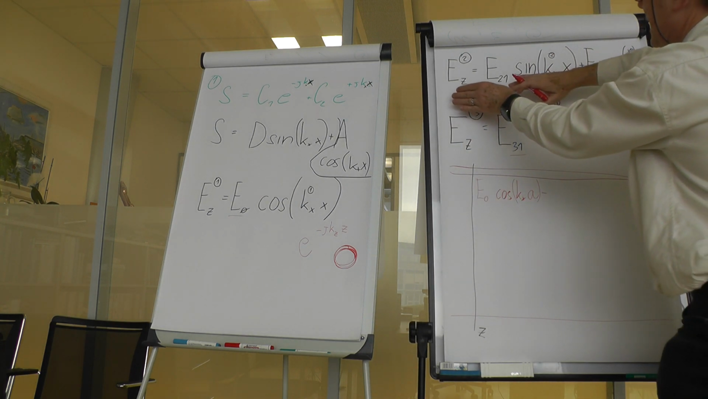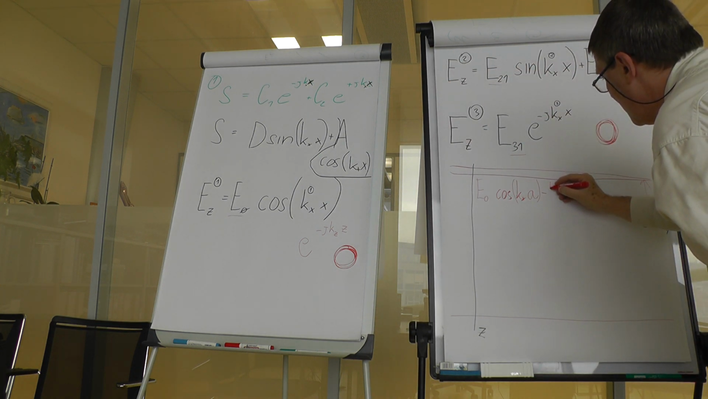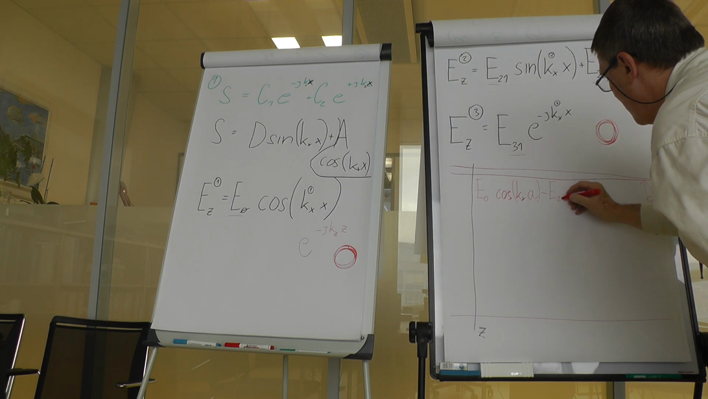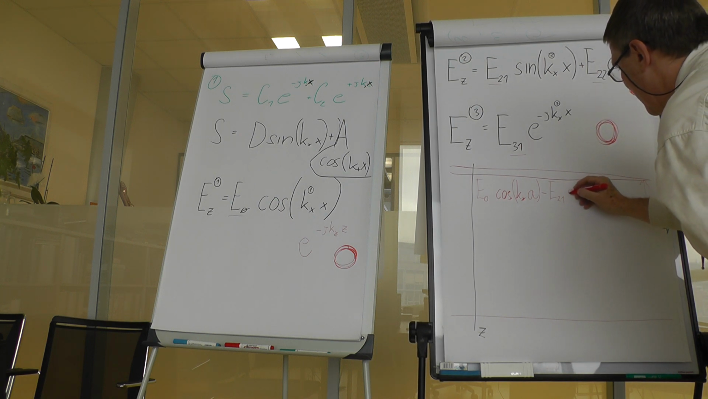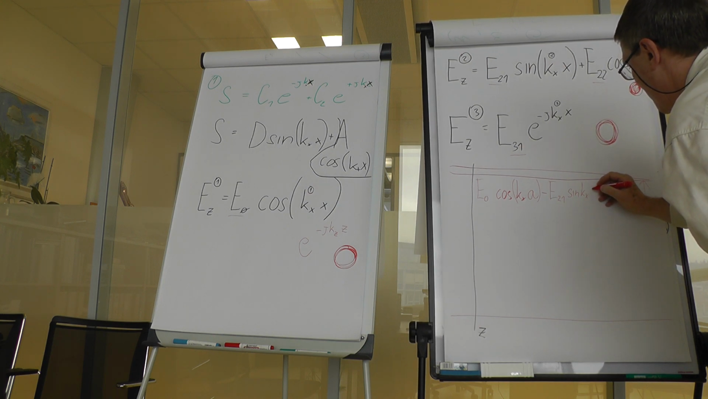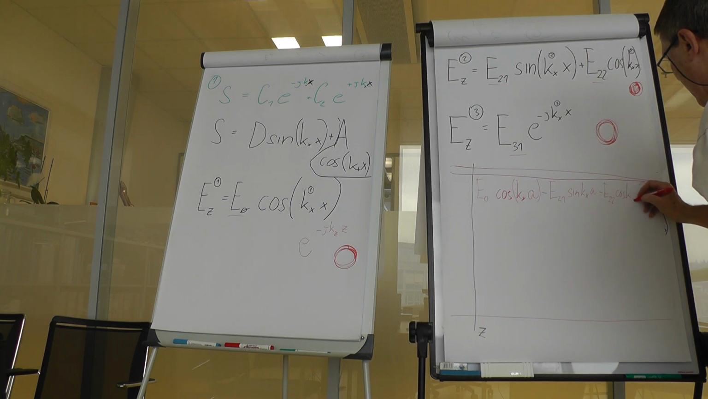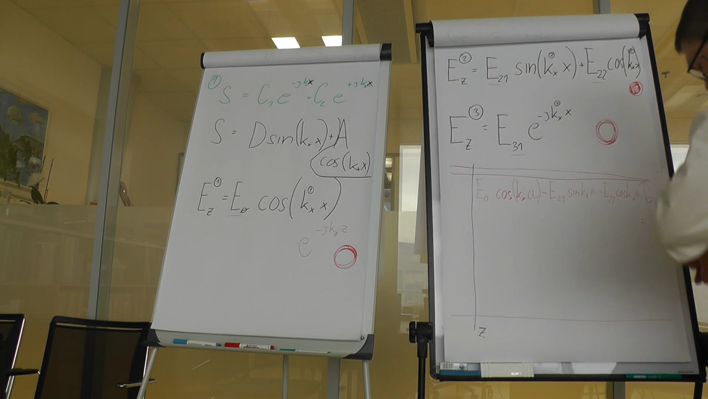Now we have the second layer. We will have this equation. So E21 sine kxa minus E22 cosine kxa is 0.